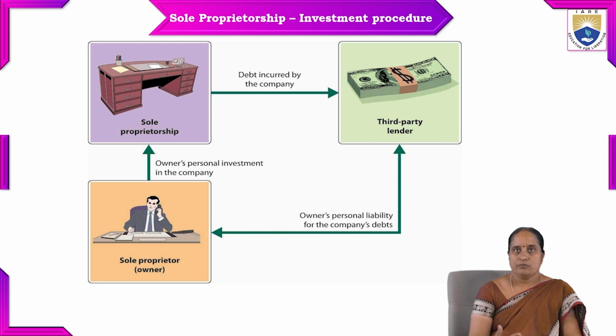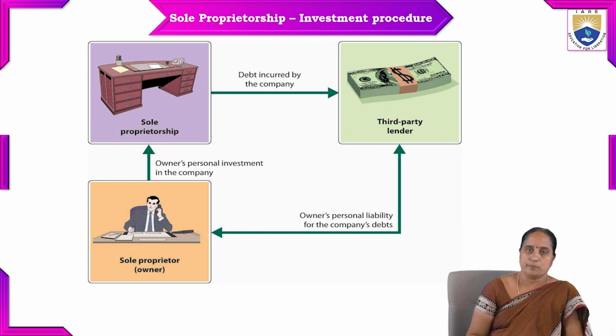And in case of necessity, he borrows debt from other companies or a third party lender, and the owner's personal liability will be unlimited. So in case of losses, sometimes the owner will also include his personal property to recover the losses.